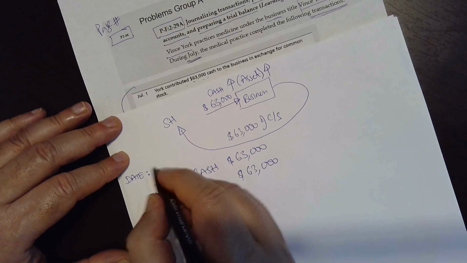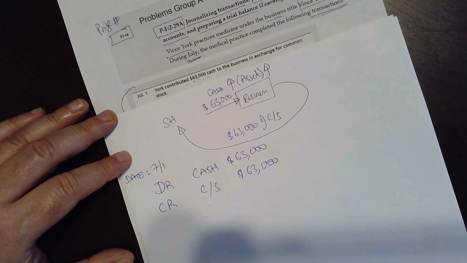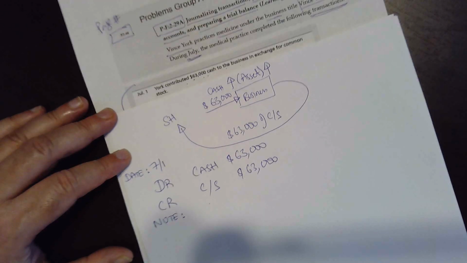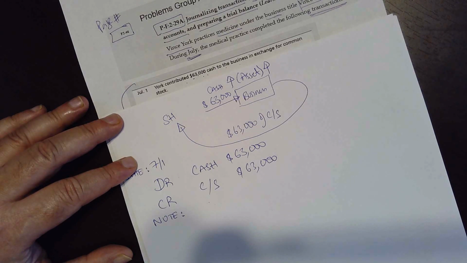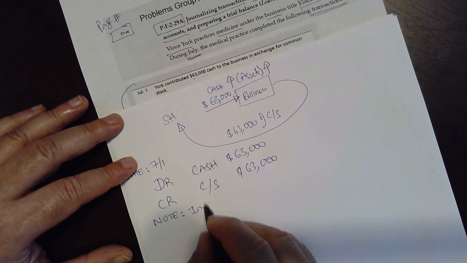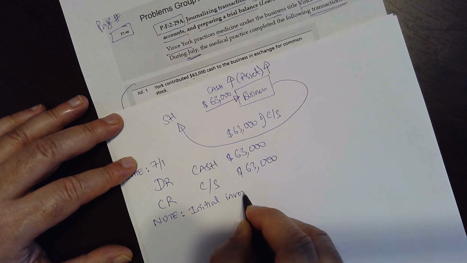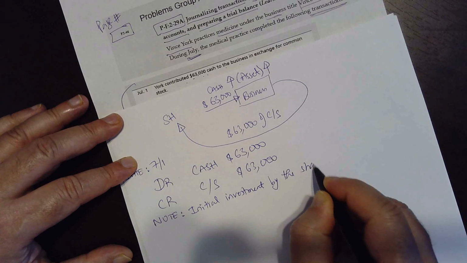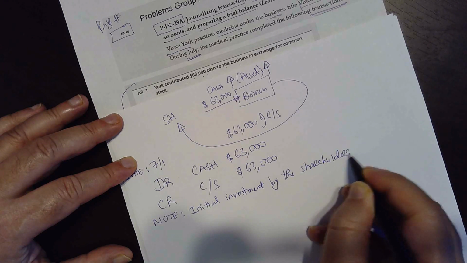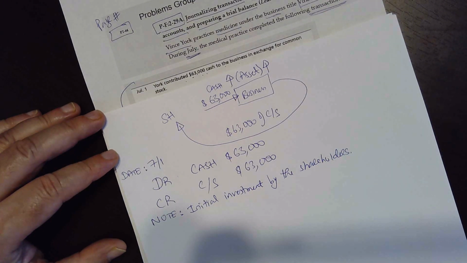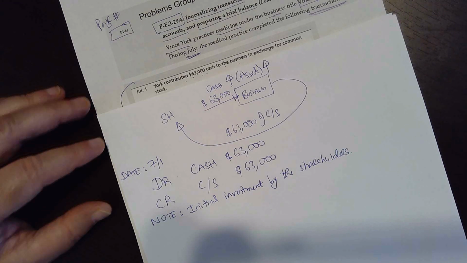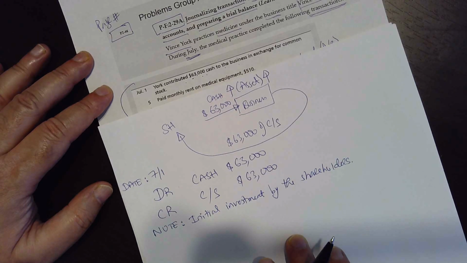The date on this one is July 1, and usually at the bottom there is a note where you can put why this transaction happened. So you can say in English, initial investment by the shareholders. That should give the reader of the financial statement the reason for this transaction. You don't have to do it, I'm just telling you it's a good practice. All right, let's move to the second transaction.